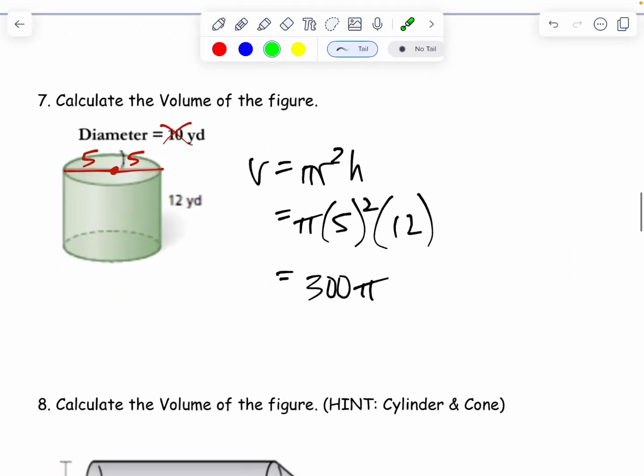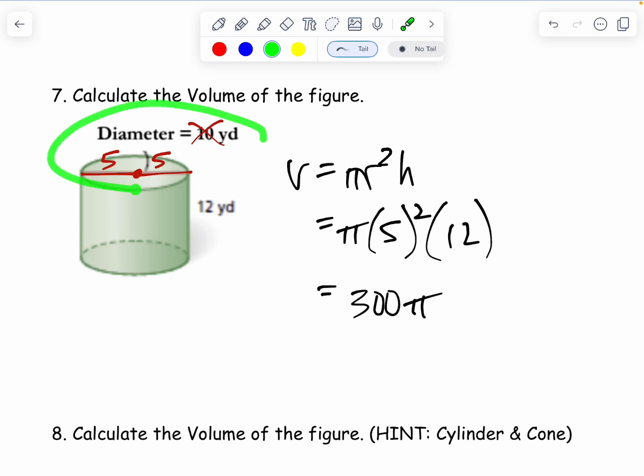Okay? Did you catch that number 7 has something kind of tricky going on? It gave us the diameter. Remember, we've been talking about these vocab words for a long time. The diameter goes all the way across the circle. We need the radius in the formula for a cylinder, so that means from here to here. It's what we've been doing in class, crossing out the 10 and writing 5 and 5, okay? And notice how the 5 is what goes into the formula, not the 10.